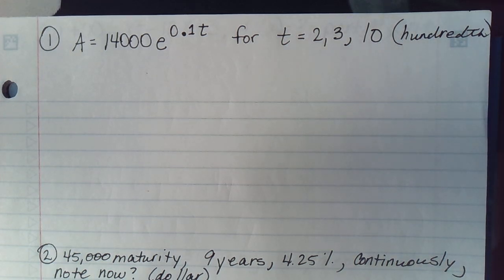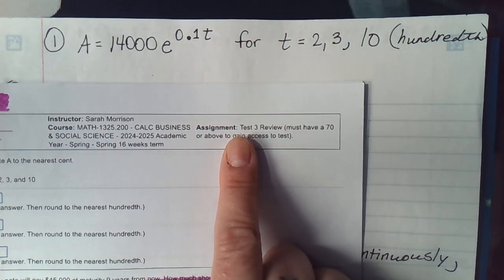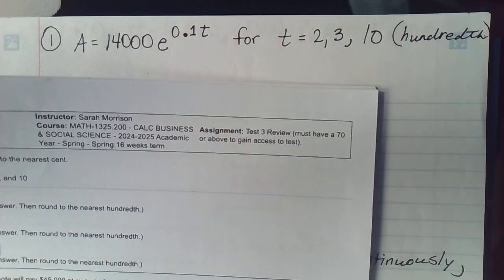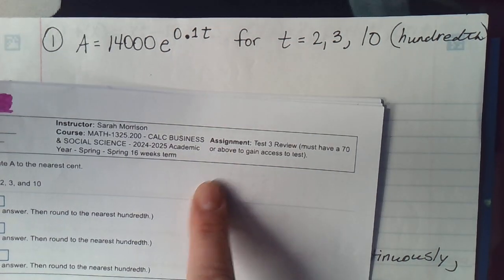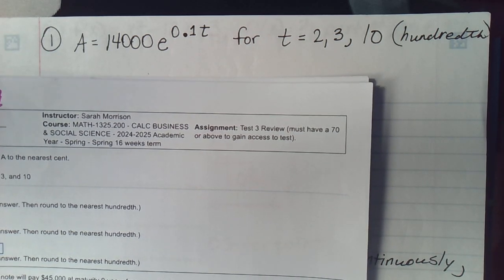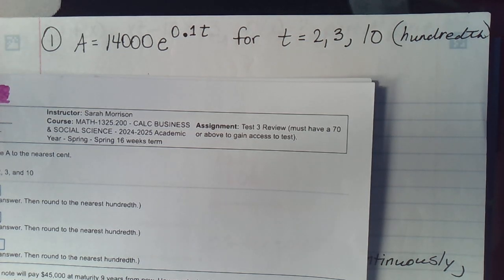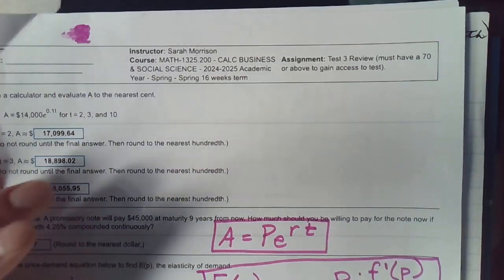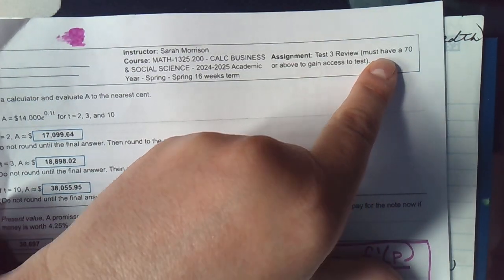This is exam review number 3. We're coming up on our third test. Exam 3 covers 10.1 all the way through 12.5. Alright, and don't forget that you have to do the online test review with above a 70 to gain access to the test.